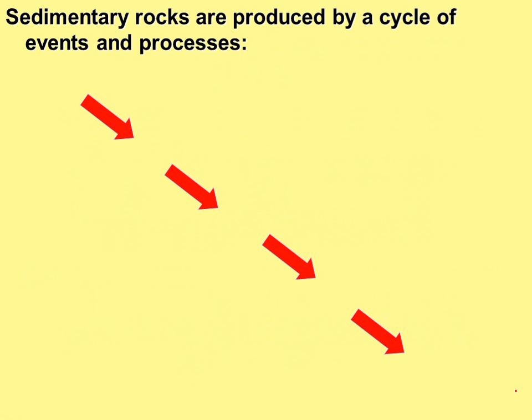So if we look at sedimentary rocks, we can think of them in terms of their origin, in terms of a cycle, or again part of the rock cycle. We start out with weathering, and this is the process by which Mother Nature attacks existing rocks and breaks them down into either solid or dissolved components.